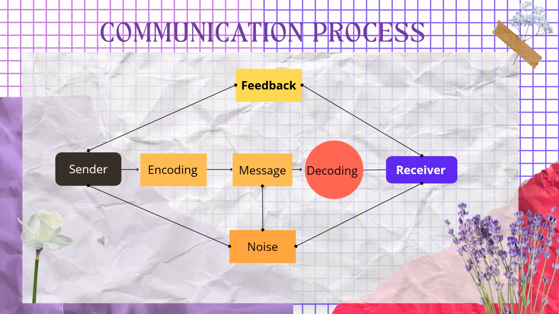The sender forms a message, encoding it into words, gestures, voice, intonation, and other symbols or signs. Next, the encoded message is transmitted to the intended receiver through one or more communication channels, which we call media. The receiver senses the incoming message and decodes it into something meaningful. Ideally, the decoded meaning is what the sender had intended.